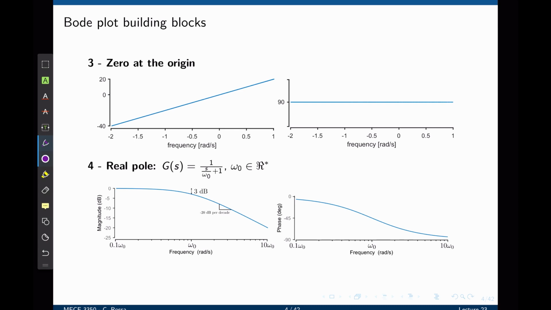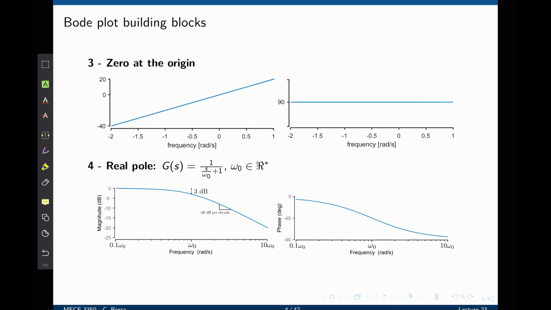For the real pole, the analysis described in lecture 16 revealed 3 different cases. The first case is when the frequency of excitation is lower than the cutoff frequency. We are here at omega 0. The magnitude of the Bode plot for frequencies that are lower than omega 0 is 0. Past omega 0, we know now that the magnitude of the Bode plot starts to decay by negative 20 decibels per decade.